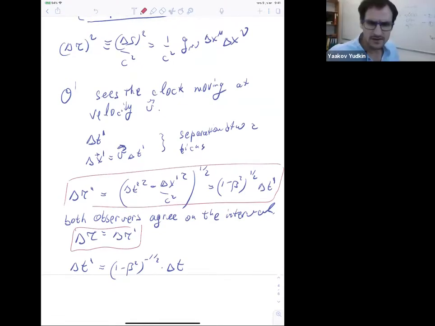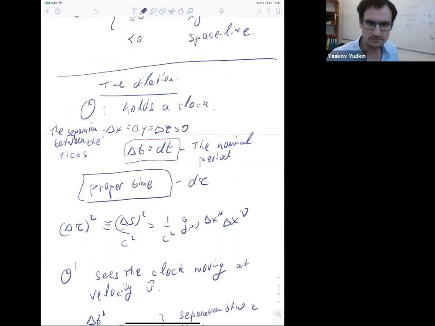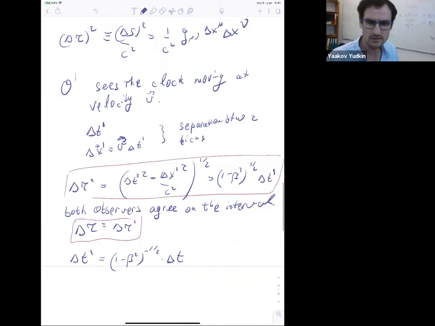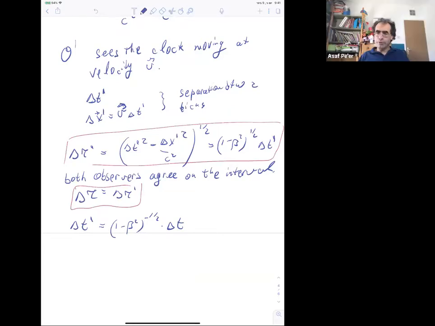Asaf, just to verify that the difference between T and tau, tau is the entire interval. Instead of using S, you're now using tau, and T is just the time-like component of tau. Tau is the proper time. T is the time-like component of the 4 vector that describes the coordinate of an event. Tau is the proper time.